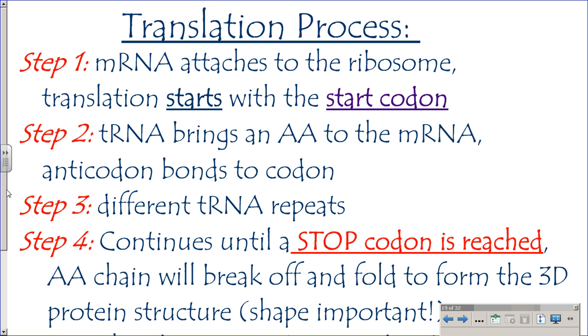Step 2. tRNA brings the amino acid to the mRNA, and the anticodon bonds to the codon. So: tRNA, anticodon, bonds, brings amino acid. If I say the tRNA anticodon bonds, you're like, well, what is it bonding to? You know it bonds to the codon. That's where your previous knowledge comes in.